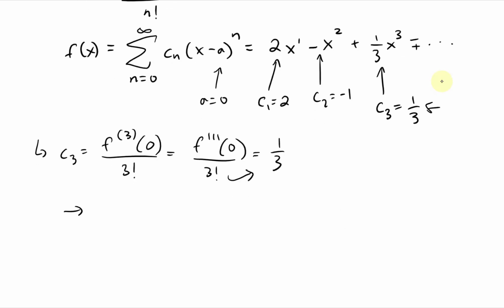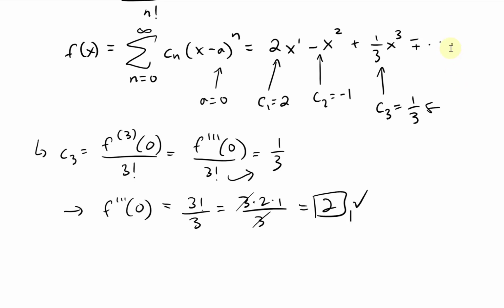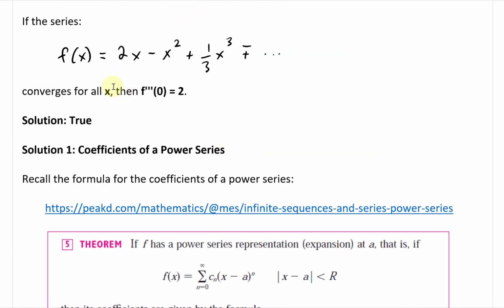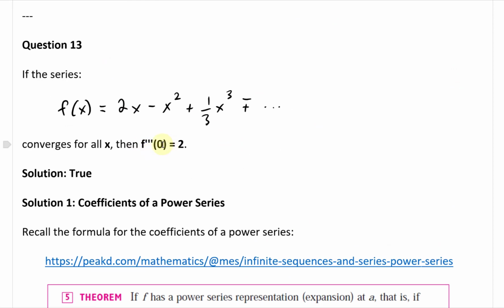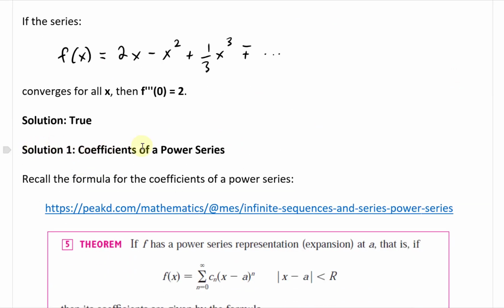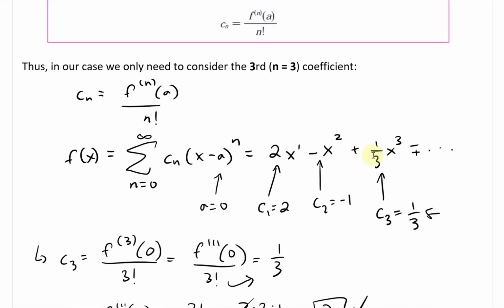So what we get is f triple prime at 0 equals 3 factorial divided by 3. And 3 factorial is 3 times 2 times 1, over 3. This cancels, this cancels. 2 times 1 is just 2. So this is true, and yes, we're given it converges for all x, then f triple prime 0 equals 2, and that is true. So that's solution 1. That's just using coefficients of a power series. We know it's the third one.